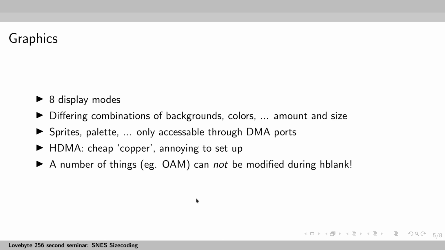And for the graphics, there are now 8 display modes, which offer different combinations of how many backgrounds there are, which color formats, how big they are, etc. Most of them are quite simple-ish, except Mode 7, which is completely different and gives you all the transformation effects. You also have sprites and palette stuff, but those are only accessible through the DMA ports, which makes them a bit annoying. There's HDMA, which gives you something like the copper on the Amiga, except slightly more limited, but it's also annoying to set up.